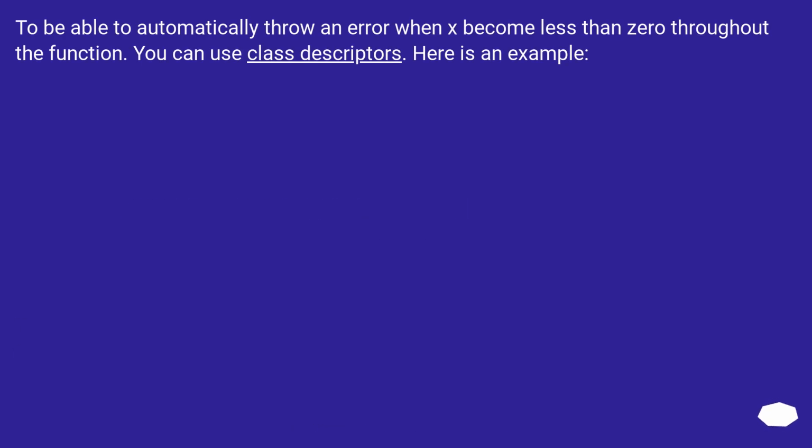To be able to automatically throw an error when x becomes less than 0 throughout the function, you can use class descriptors. Here is an example.